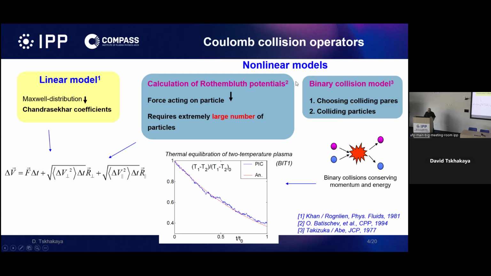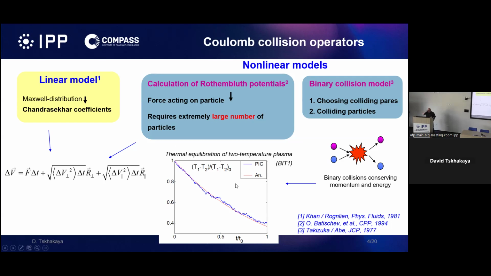And finally, we had a binary collision model, which is just the same as for any other collision approach. I mean, the Monte Carlo approach. So you choose colliding particle pairs and colliding particles. This is very accurate.